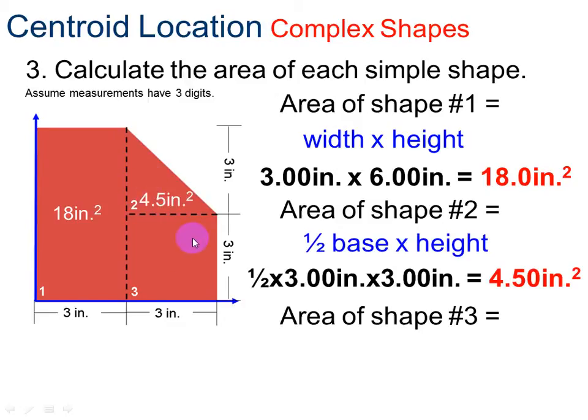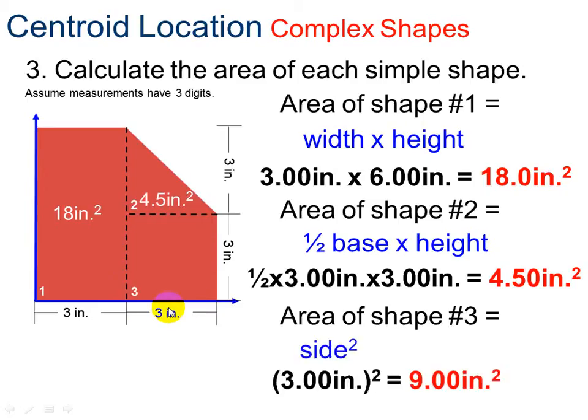And then let's find the area of shape number 3. 3 is a square, so that's just base times height, or side squared. So 3 times 3 is 9 inches squared, so the area of this space is 9.